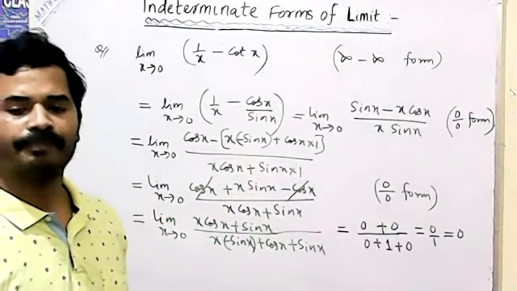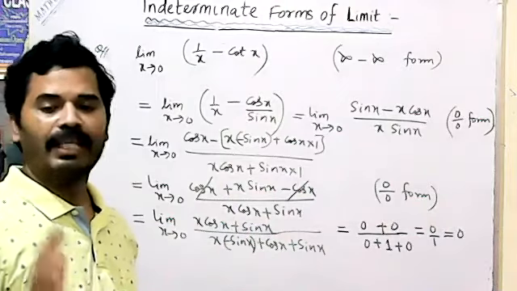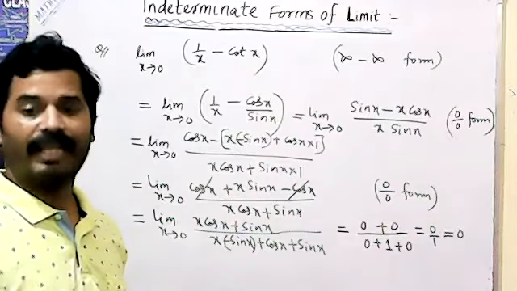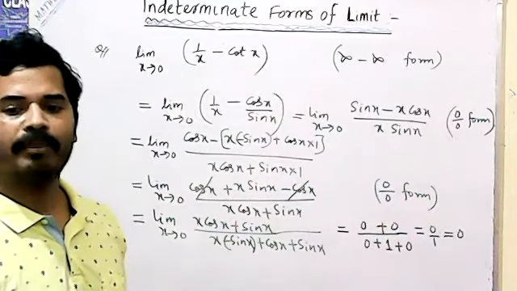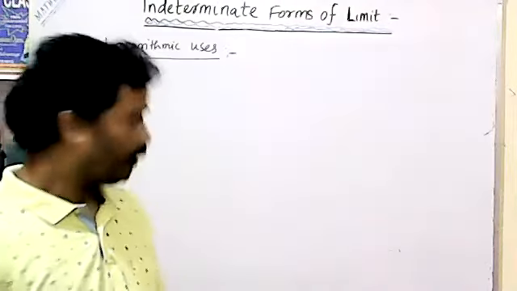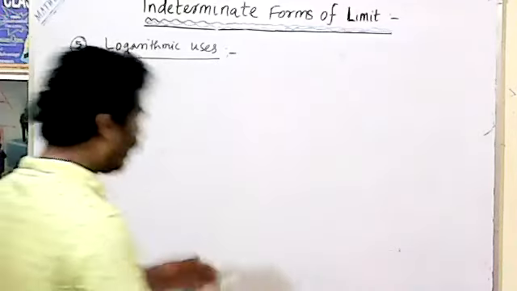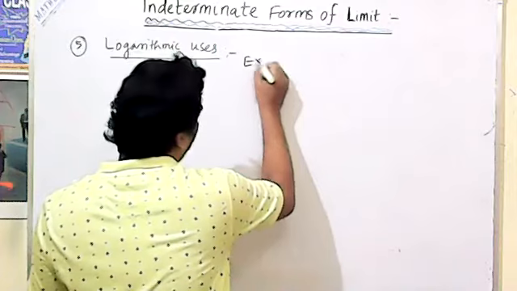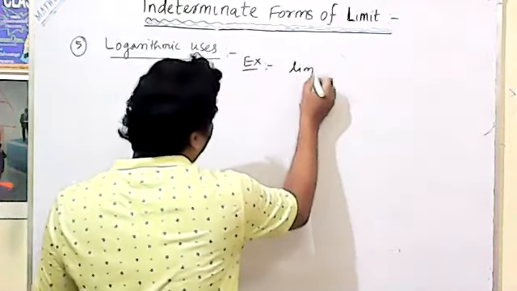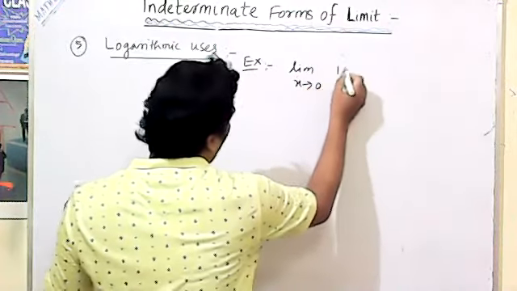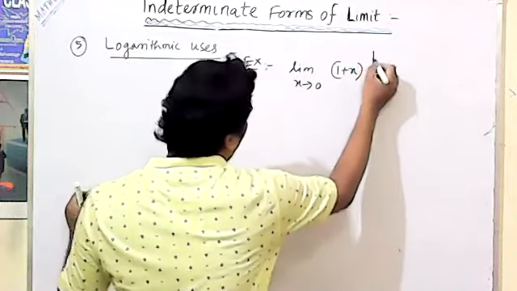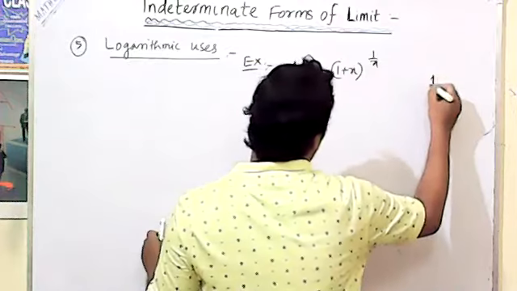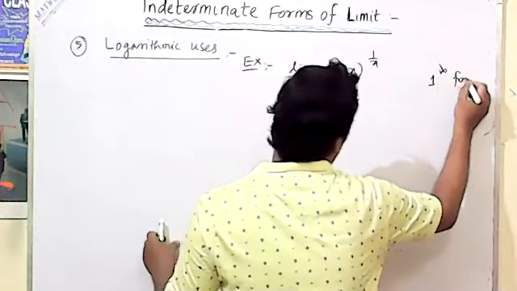This way you can do. Now you have to apply the logarithm concept. How will I apply the logarithm concept? This is another method for solving indeterminate forms. How to use the logarithm? Let's take one example. The example is limit x tends to 0, 1 plus x to the power 1 by x. This comes to 1 to the power infinity form.